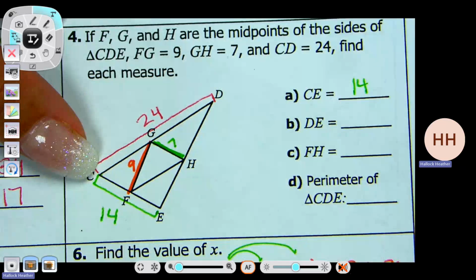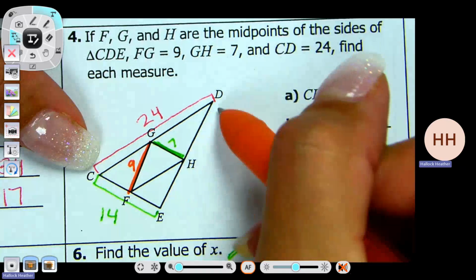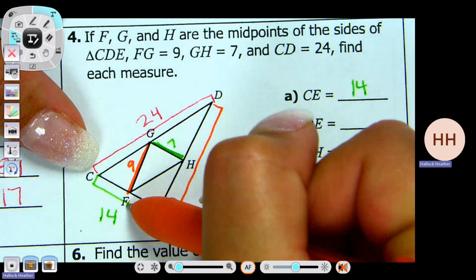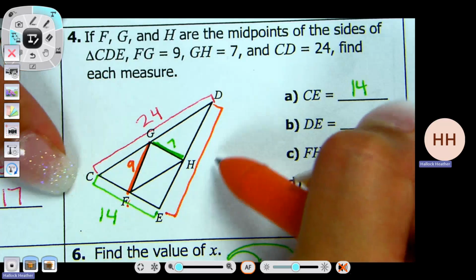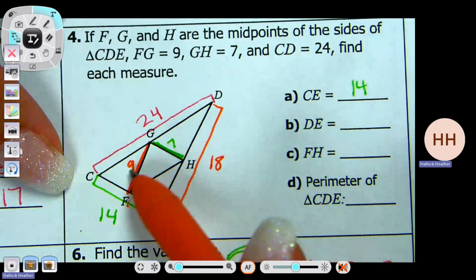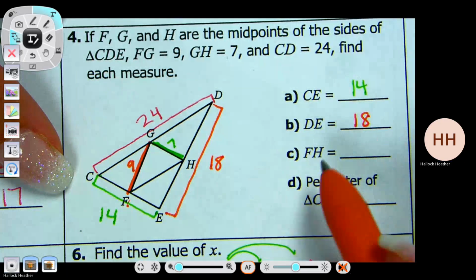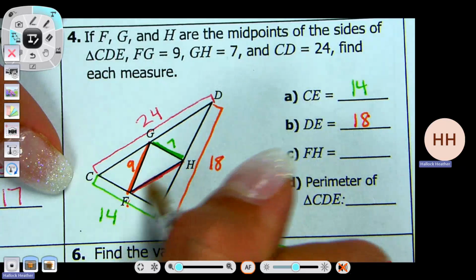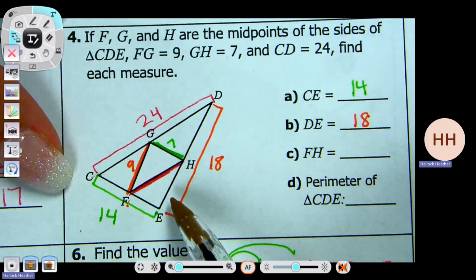The next one says DE, which is this whole piece out here. That's parallel to GF. So what is that going to be? Not 24. 18, because you're multiplying 9 by 2 to make the outside. FH is right here, on the inside. That's parallel to the 24, but you're getting smaller. Is it 12? It's 12.